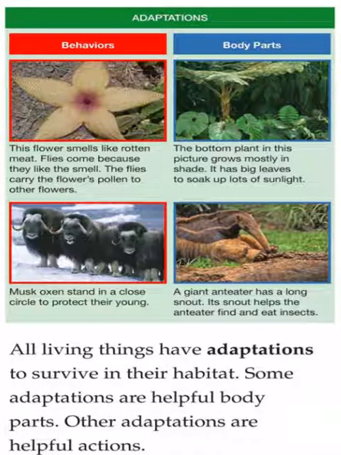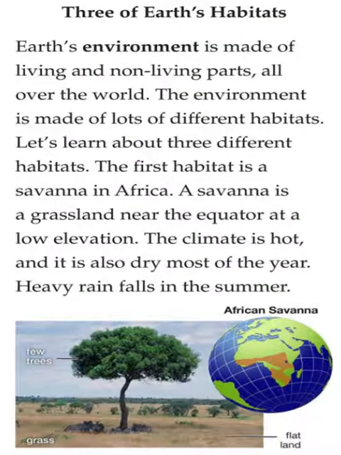All living things have adaptations to survive in their habitat. Some adaptations are helpful body parts. Other adaptations are helpful actions. Earth's environment is made of living and non-living parts all over the world. The environment is made of lots of different habitats.